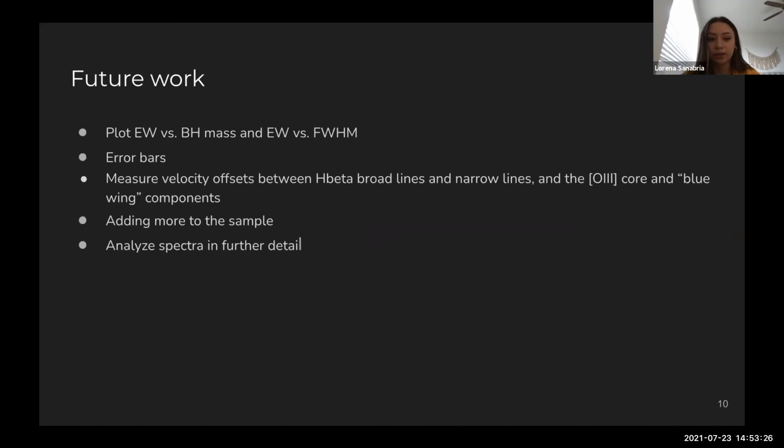And as far as future work, this is also work in progress. So ideally, we want to plot equivalent width versus black hole mass and equivalent width versus full width half maximum. Of course, we'd also like to add error bars, and we'd also like to measure the velocity offsets between the broad lines and narrow lines and the broad wings. Since very few profiles could only be fitted with one component, we'd also like to add more to the sample and look at them and really spend time on each one.